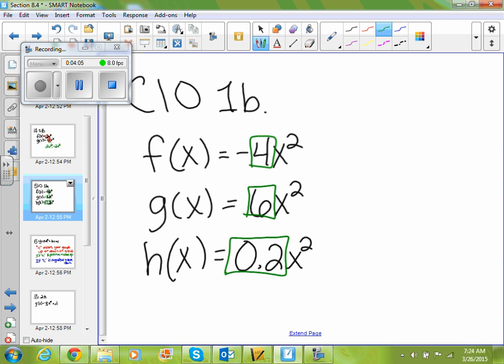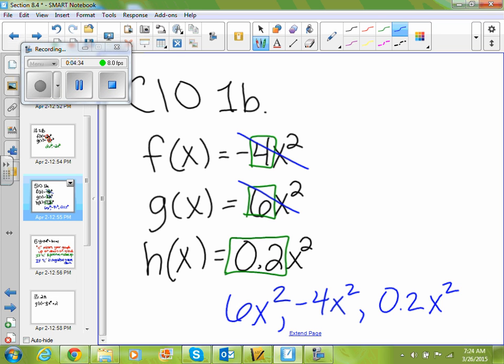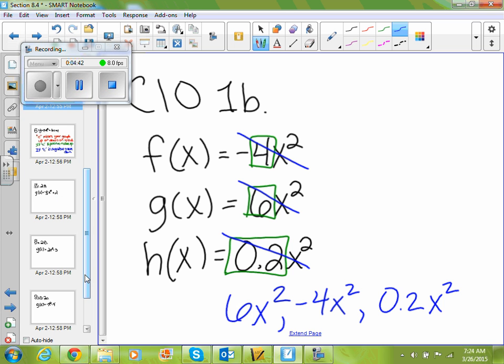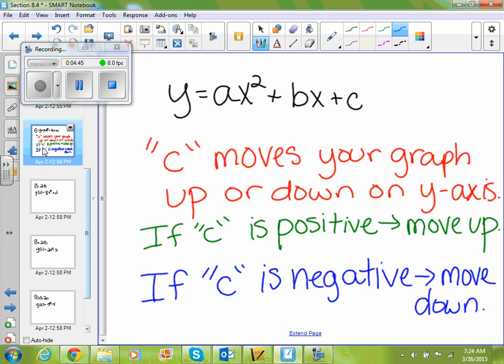Well, which number out of 4, 6, and 0.2 is the biggest? Well, obviously 6 is the biggest number, so I know 6x squared comes first. Then out of my numbers left, negative 4 and 0.2, well, 4 is clearly bigger than 0.2, so negative 4x squared comes next. And then last is 0.2x squared. That's the smallest a value, so it's my widest graph. Okay, so that's the first part of what you're going to be doing.